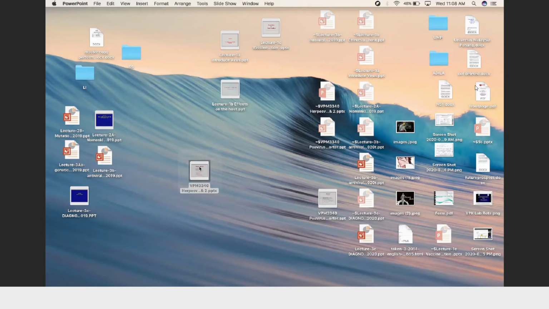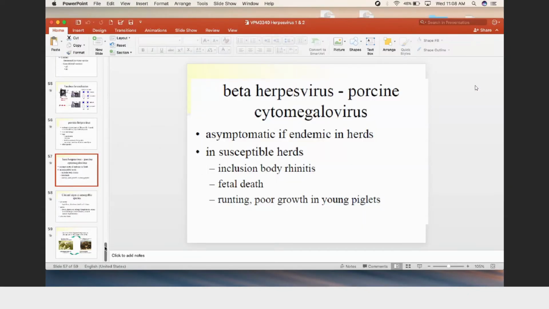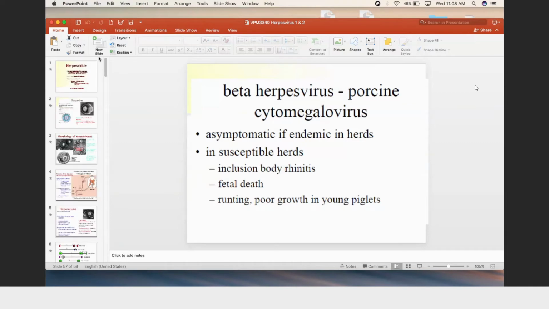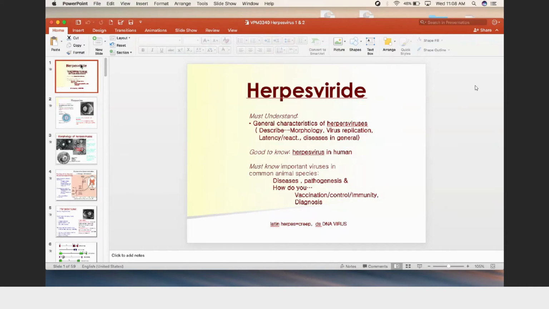So now we go for the actual things, about herpes virus. Okay, what is herpes virus? What does herpes mean? Herpes means creeping. The Latin name of herpes is creep. Herpes virus is a double-stranded DNA virus.